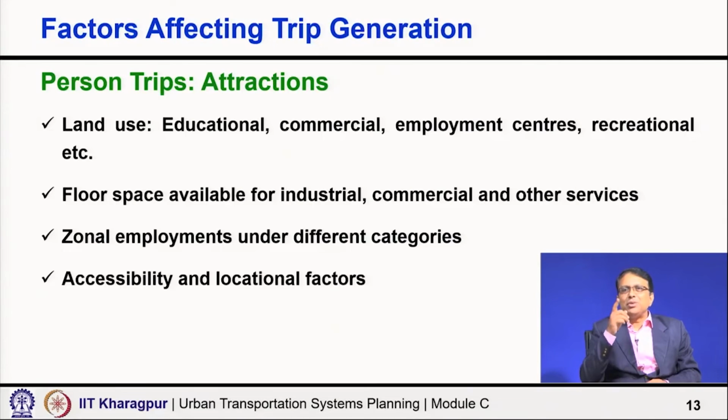The first one is basically the character of the activities, right, the character of land use, what kind of land use. The second is the amount, how much floor space is available for industrial, for commercial and for other services. So, the more the space, the higher the number. And the first one is basically the character of activity or character of land use: commercial, educational, employment centers, recreational centers and so on.